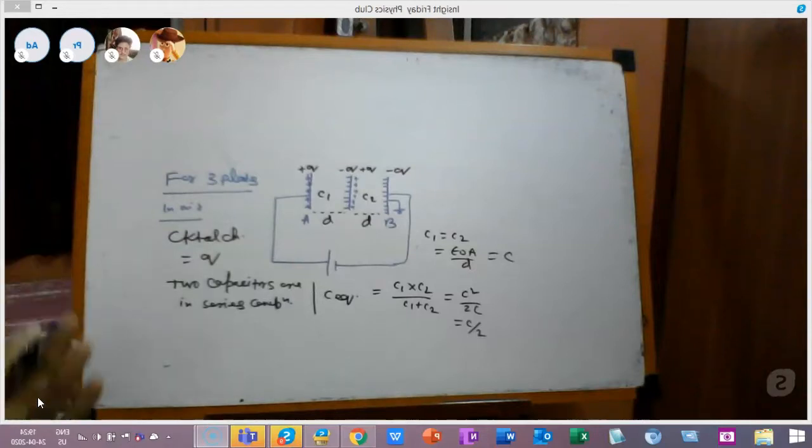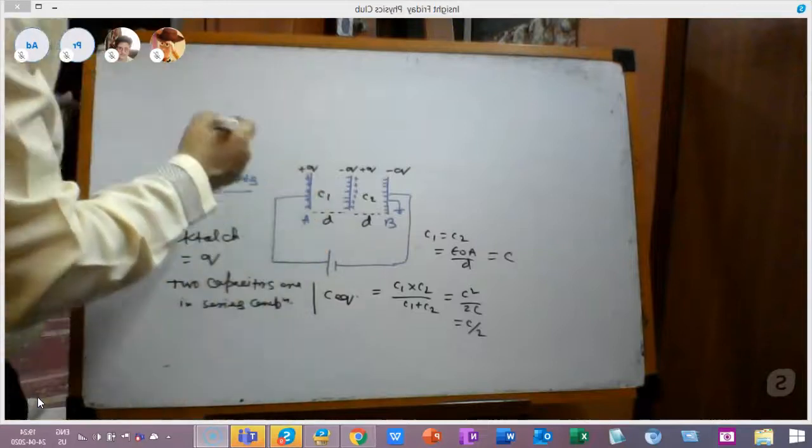So let's start making an observation here. I have taken 3 plates here. For 3 plates, the capacitance has become C by 2. Now let us investigate when 4 plates are there. What will happen for 4 plates if we take?